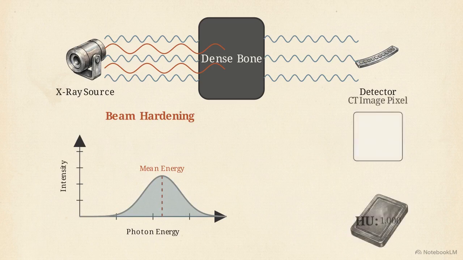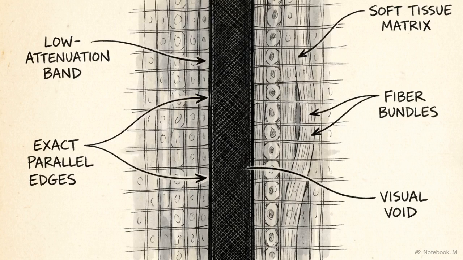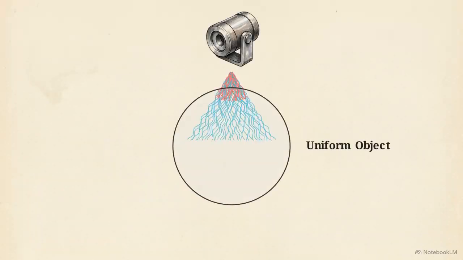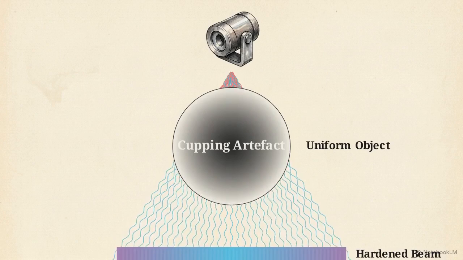The detector reads this hardened beam and assigns a lower Hounsfield unit, assuming the high energy resulted from passing through less attenuating soft tissue. This miscalculation creates the dark, low attenuation bands seen slicing across the anatomy. Spherical objects exhibit a variation called the cupping artifact. Because the object is thickest at its center, the beam hardens more in the middle than at the periphery, leading to lower Hounsfield units in the center.